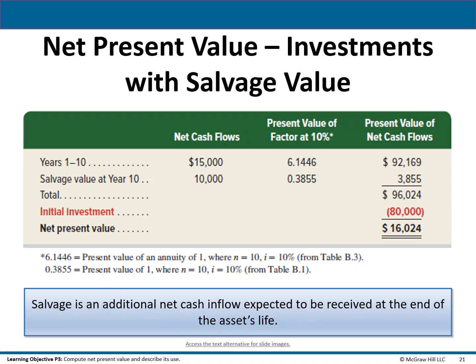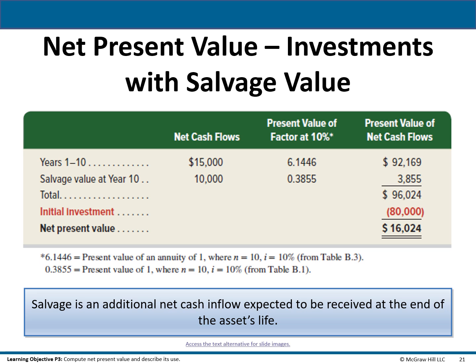So far, we've just looked at examples where your salvage value is 0, but many times the assets are expected to have an actual salvage value greater than 0. If so, this amount is an additional net cash inflow expected to be received at the end of the asset's life. To illustrate, an asset requires an initial investment of $80,000 and generates $15,000 of net cash flows for each of the next 10 years. But this time, it has a salvage value of $10,000 at the end of its 10-year life. Using the net present value computation, again with a 10% discount rate, the calculation is shown here.